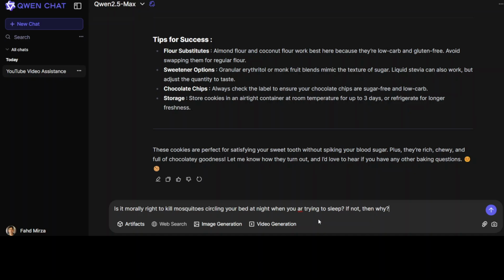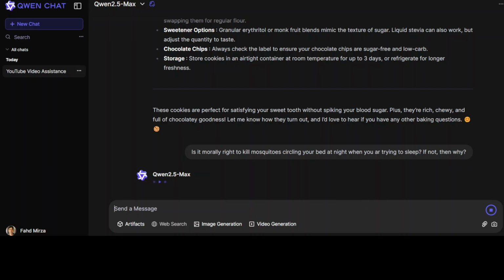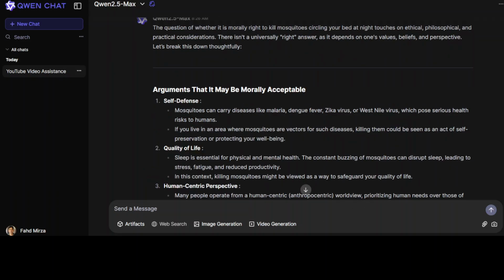Okay, next up, I'm asking it, is it morally right to kill mosquitoes circling your bed at night when you are trying to sleep? If not, then why not? And there you go, another comprehensive response. The model is saying whether to kill mosquitoes is an ethical, philosophical, and practical consideration. There isn't a universally right answer. That is a very good answer.